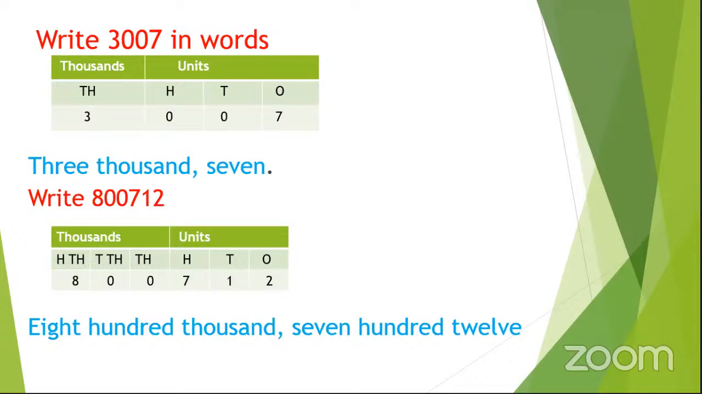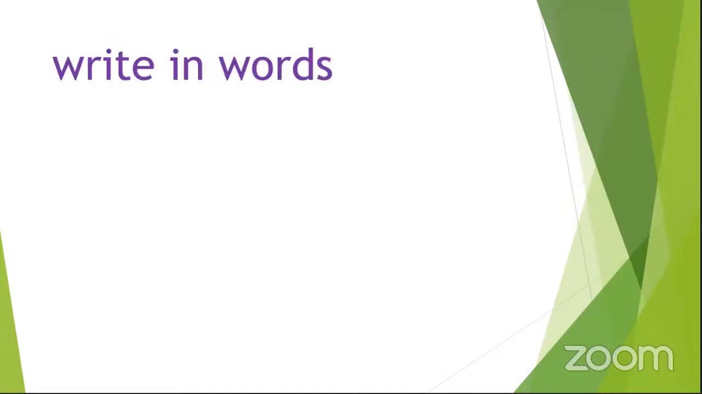What do I have under units? I have 7, 1, and 2. How can I read such a number? I can read it as 712. After reading it like that, you say, which group does it belong to? Units, okay. So I don't need to mind writing it there. So I will write my number as 800,712.